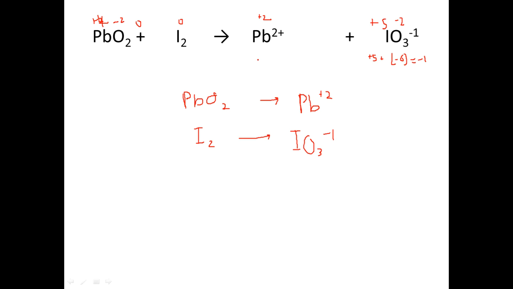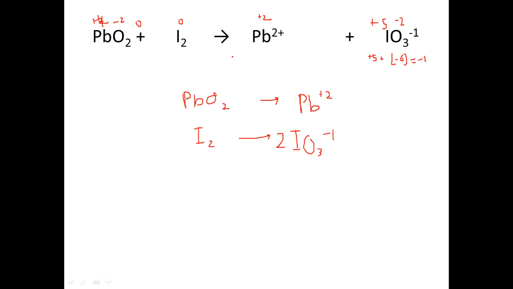My second step is to balance everything that is not oxygen or hydrogen. So I see here I have 1 lead and 1 lead, so this is balanced. And over here I see I have 2 iodine and I only have 1 over here. So in order to balance that, I'll put a 2 coefficient right in front of the iodine to make sure that we have 2 on both sides. So that's good and dandy.